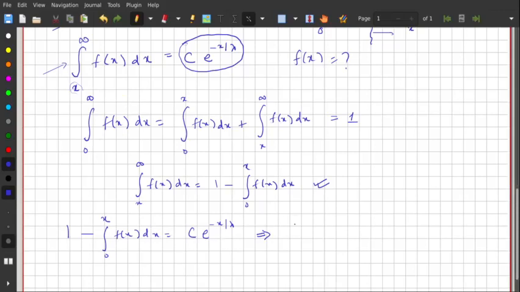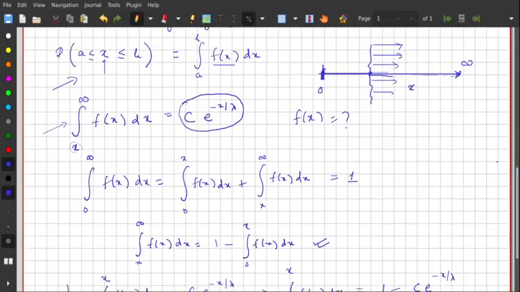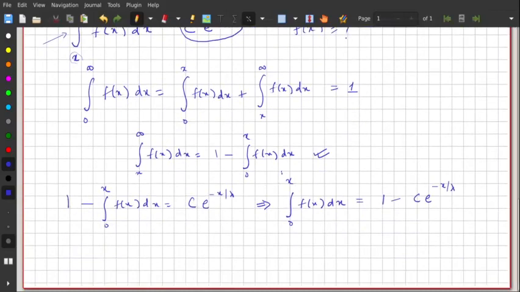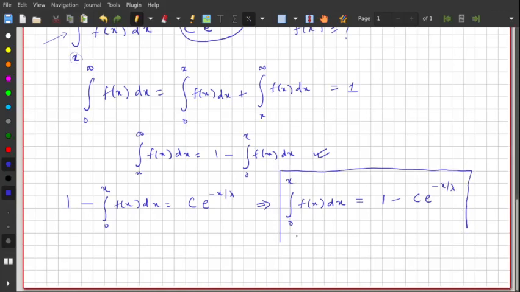So this could be written as the integral from 0 to x of f(x) dx equals 1 minus c e to the power minus x over lambda. See, the entire reason for changing the limits of integration from 0 to infinity to x is because now we will see from this we can compute what f(x) is, because we can take the derivative of this equation basically, and we can write a differential form of this equation and figure out what f(x) is.